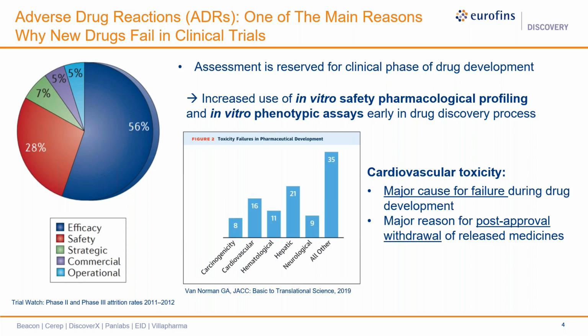If we look at what kind of safety concerns these drugs have that have to be withdrawn, you can see that cardiovascular toxicity is one of the major causes for failure of drugs during drug development. In addition, cardiovascular toxicity is also one of the major reasons for post-approval withdrawal of already released medicines.